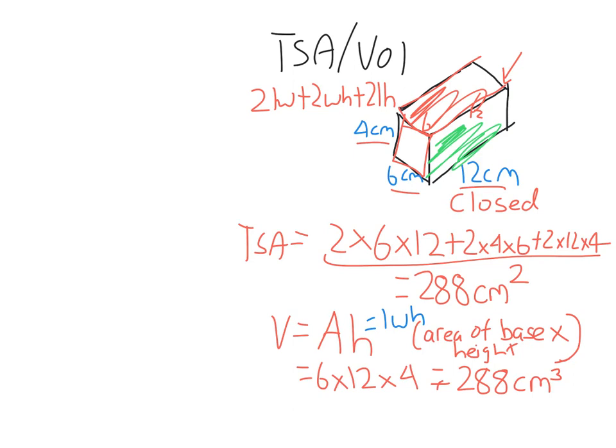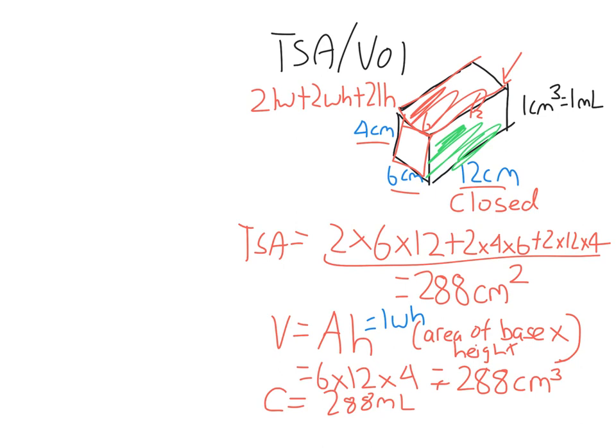So you might be asked about the capacity of this. How much liquid could it hold? So the only difference between volume and capacity is the units. So the volume is 288 centimeters cubed, but note that a centimeter cubed is exactly the same as a milliliter. They are the same thing. Your Coke can holds 375 mils. That means you can fit 375 cubic centimeters into it. So the capacity of this shape is going to be 288 milliliters. That's how many milliliters of liquid it can hold.